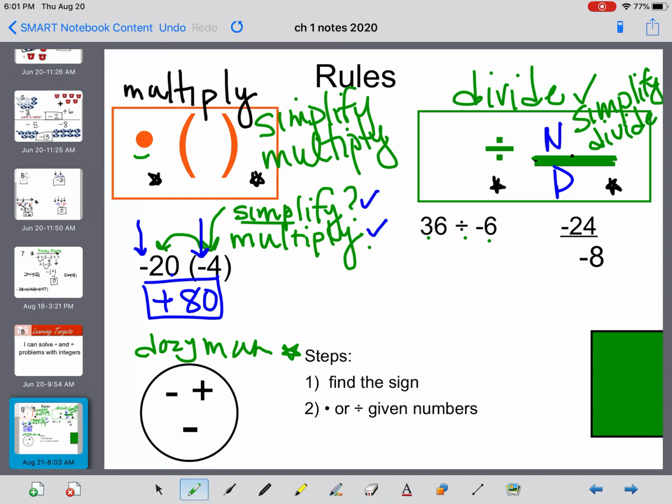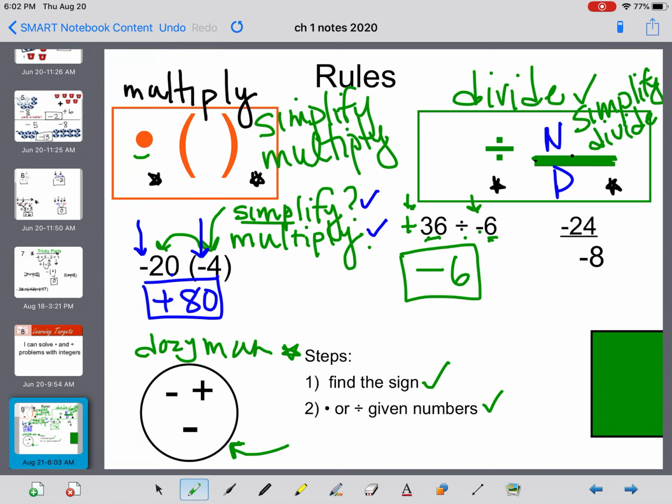I have 36 divided by -6. The first thing I want to do is figure out what the sign is going to be in my answer. I have a positive and a negative, opposite signs. What's my result going to be when I have opposite signs? Well, here's my dozy man, and he tells me that opposite signs is the only time I get a negative result. And so my answer here is going to be negative. And then all I have to do is divide the numbers. So 36 divided by 6 is 6. And there's my answer.